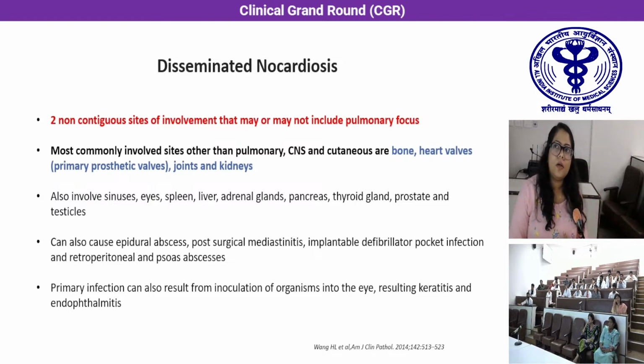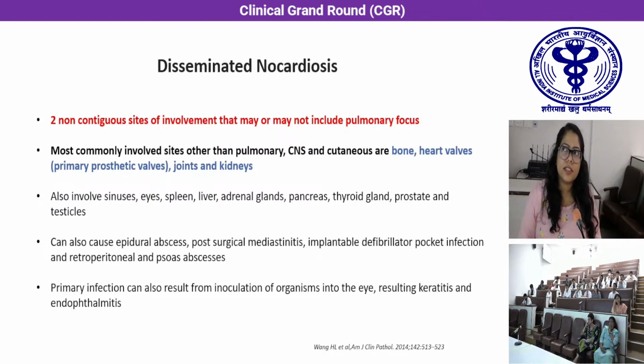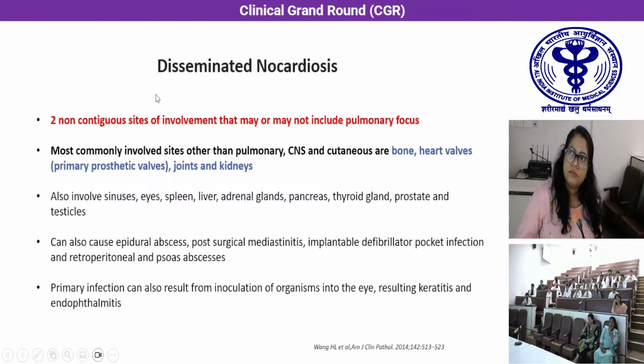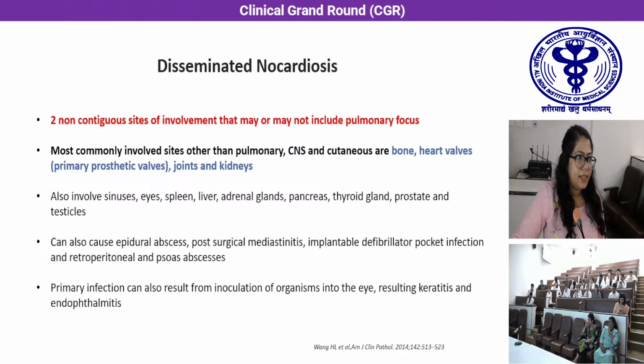So coming to disseminated nocardiosis, the definition is two non-contiguous sites of involvement which may or may not include the primary pulmonary focus. The major sites involved other than pulmonary, CNS and cutaneous are bone, heart valves, joints and kidneys, and it can also involve most of the other organs, and can present as multiple abscesses within the body like epidural abscess, retroperitoneal abscess or sinus abscess. Primary infection can also result from inoculation into the eye, presenting as keratitis, which is most commonly caused by Nocardia brasiliensis.